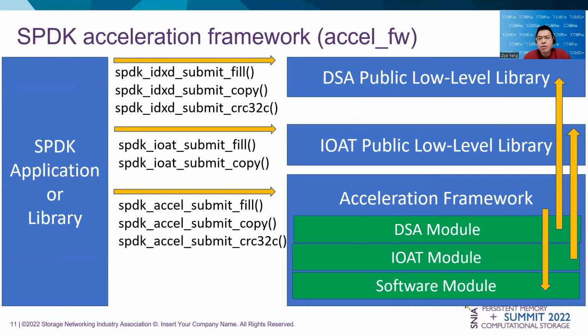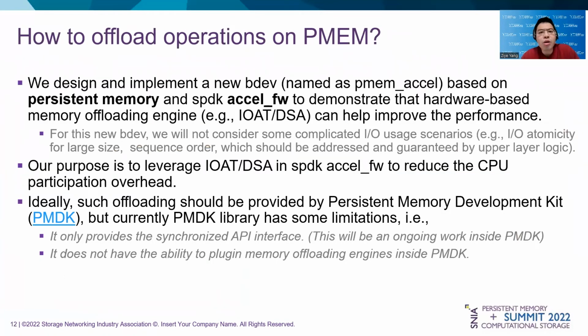It means that we can use CPUs to drive the memory or persistent memory based operations. So how to offload operations on persistent memory? In SPDK, we design and implement a new bdev named Pmem based on persistent memory and SPDK's acceleration framework to demonstrate that hardware-based memory offloading engine can help improve the performance. And our purpose is to leverage IOAT or DSA enabled in the SPDK Accel framework to reduce the CPU participation overhead.